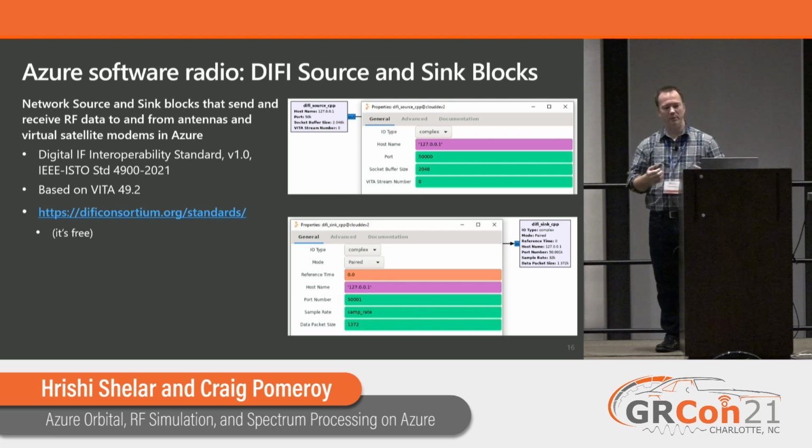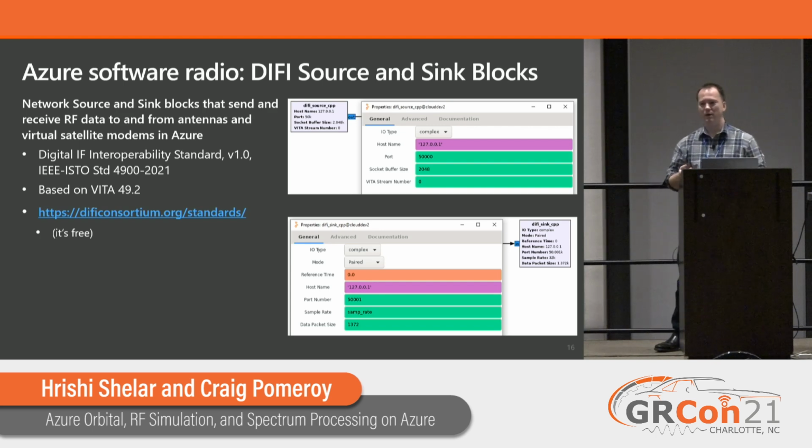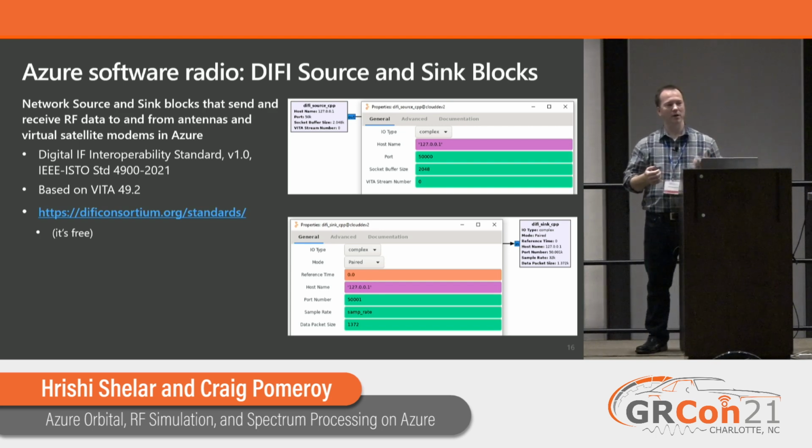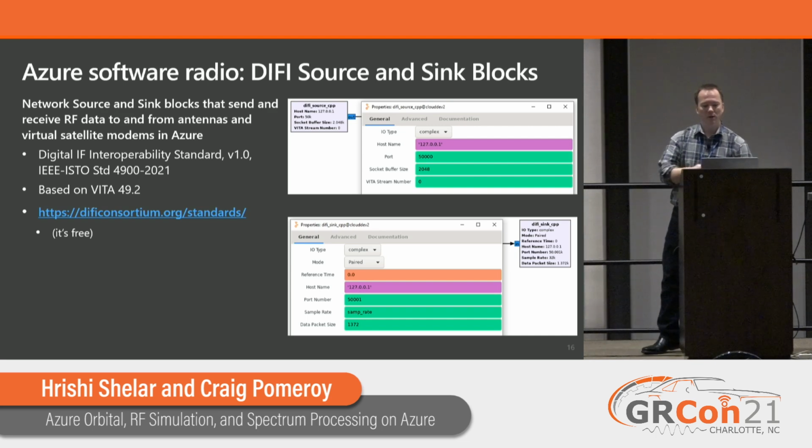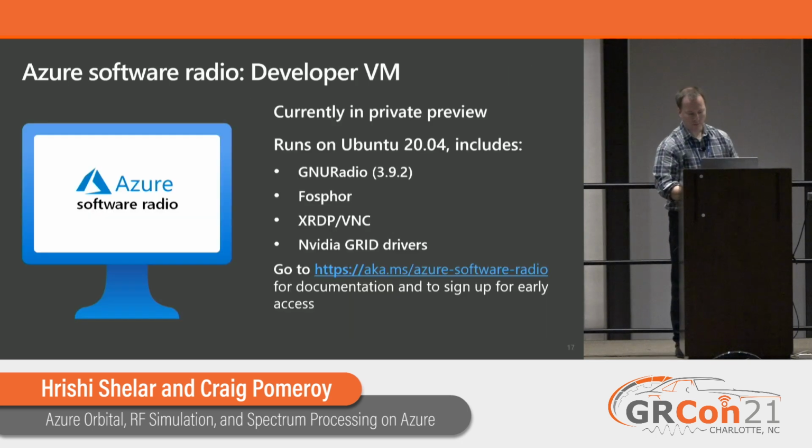We're also providing implementations in terms of a source and sink block. So now you have code that implements that spec where you can talk directly to our antennas in Azure Orbital and other instruments from the various people in the consortium and pull IQ directly from those things right into GNU Radio. So yeah, we're excited for that.